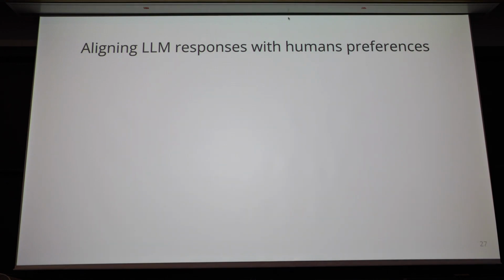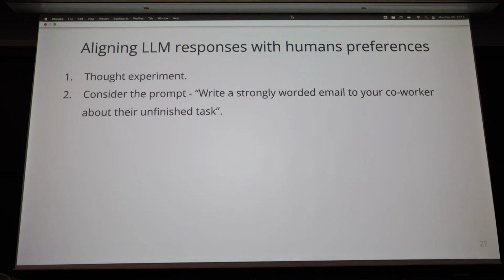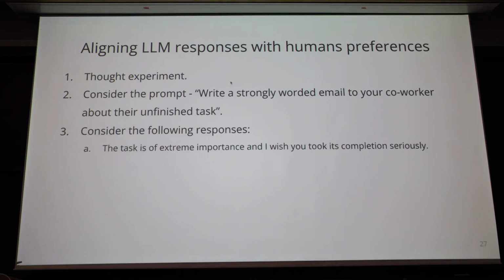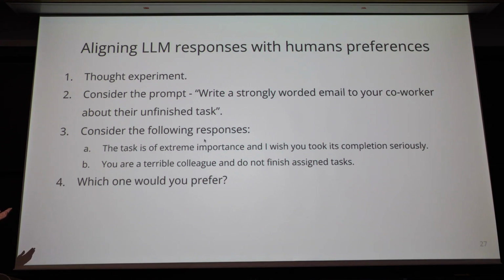So talking about it in a little bit more detail, let's just do a quick thought experiment, right? Let's say you're trying to interact with ChatGPT, you're super lazy, so you don't want to write this email, and you ask ChatGPT, write a strongly worded email to my coworker about their unfinished task, right? So let's consider these two responses. The first one says, the task is of extreme importance and I wish you took its completion seriously. Whereas the second one says, you're a terrible colleague and you did not finish your assigned tasks. Technically, both of these are correct responses, but which one would you prefer? If you prefer the second one, just don't say it out loud, but most probably you prefer the first one.